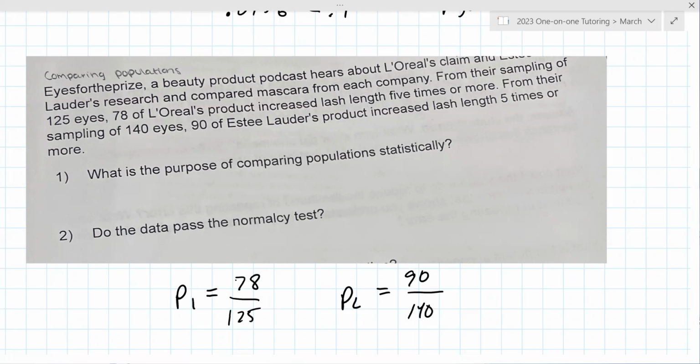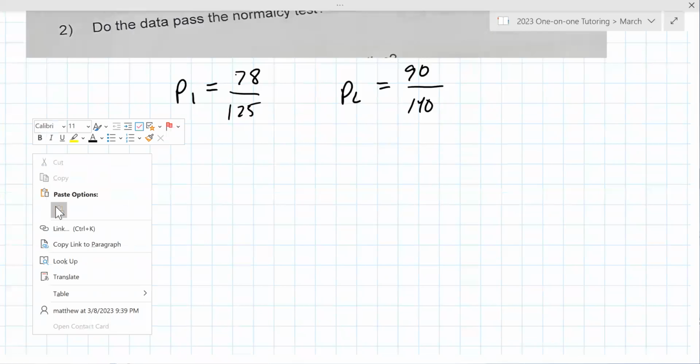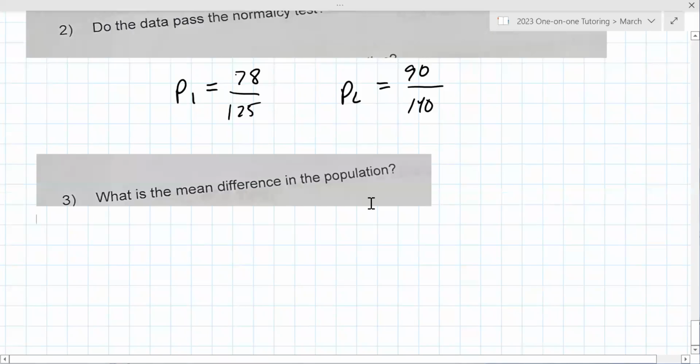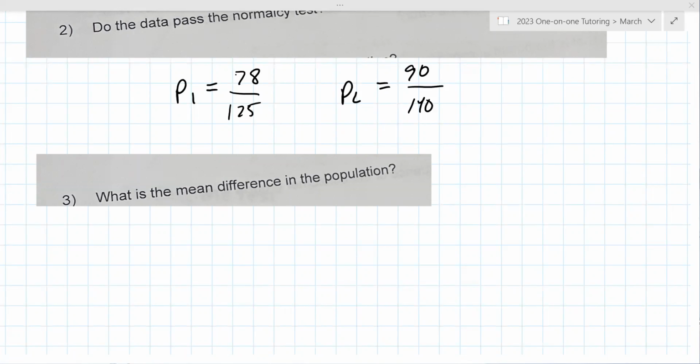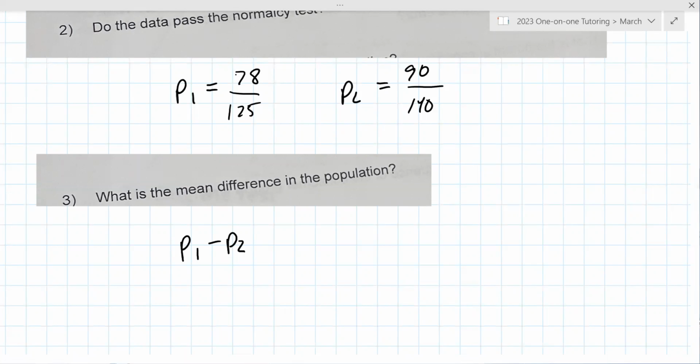Part 3 asks for the mean difference in the population. So let me snip that in. Do you remember what that is from a previous problem, how to calculate that? A little bit. It's P1 minus P2. Oh, okay. It's just the difference in the two values that you have there. Go ahead and calculate that for me, please, and let me know what you come up with.